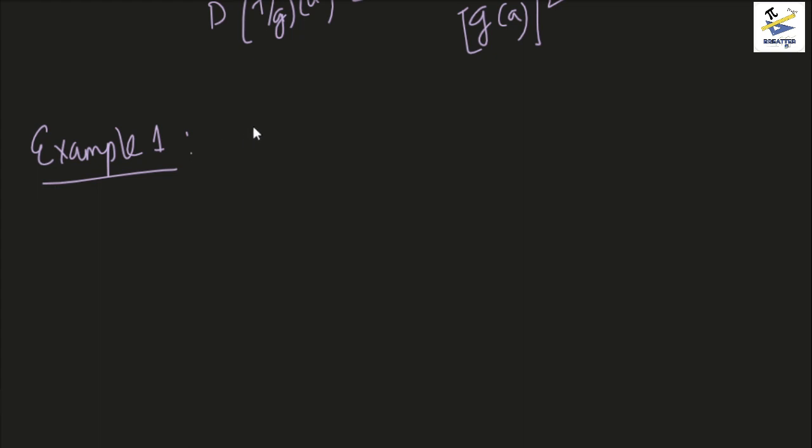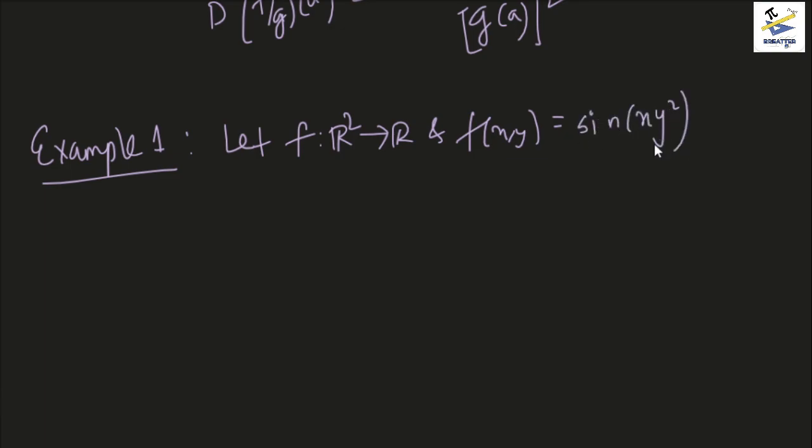Example 1. Let f be a function from R squared to R. Since f is a function from R squared to R, it is defined by f of x comma y, so it's a two-dimensional function given by sine of x y squared. Okay, so find df of a comma b. So we need to find the derivative at the point a comma b.